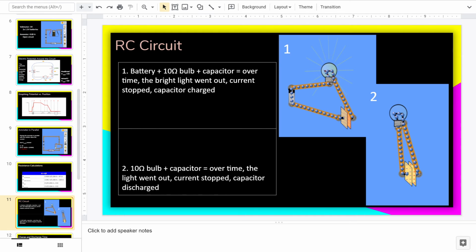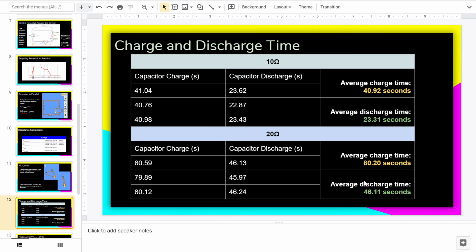For the RC circuit, the first circuit, we used a battery plus a 10 ohm light bulb plus a capacitor. Over time, the bright light went out, the current stopped, and the capacitor charged. For the second circuit, it was just the 10 ohm light bulb plus the capacitor. Over time, the light went out, the current stopped, and the capacitor discharged. We also repeated this process for a 20 ohm bulb.